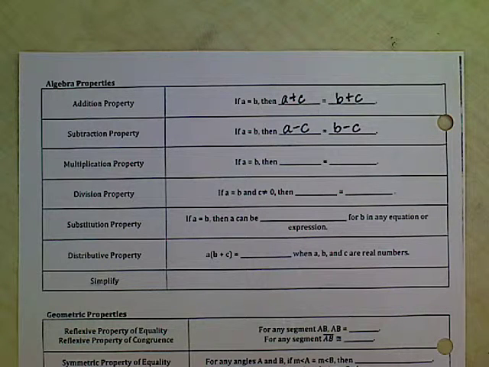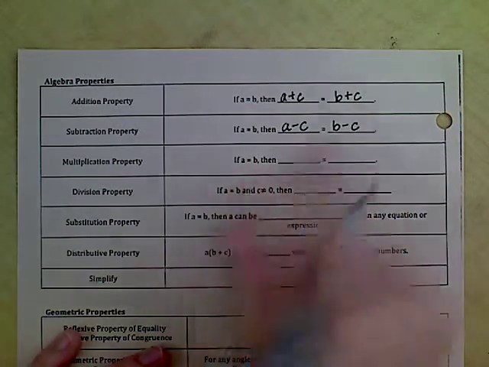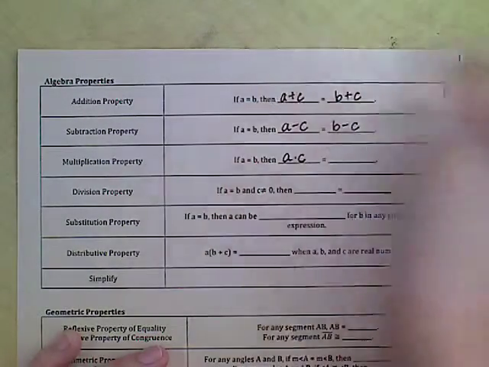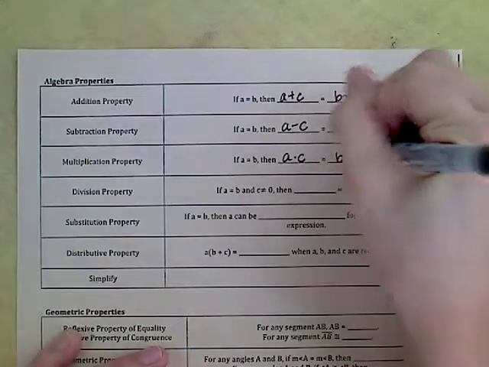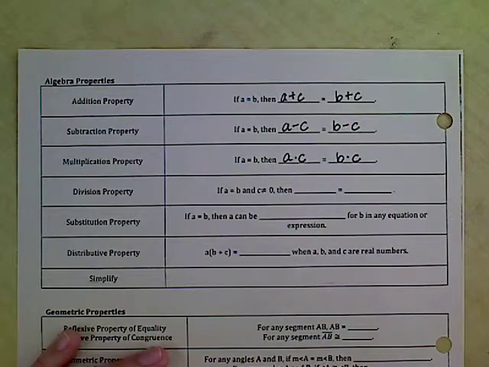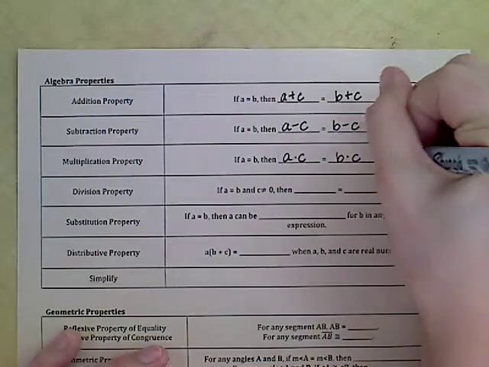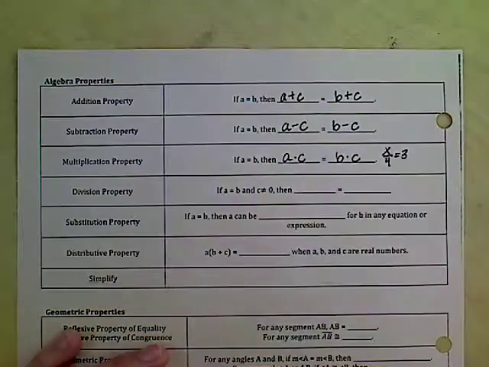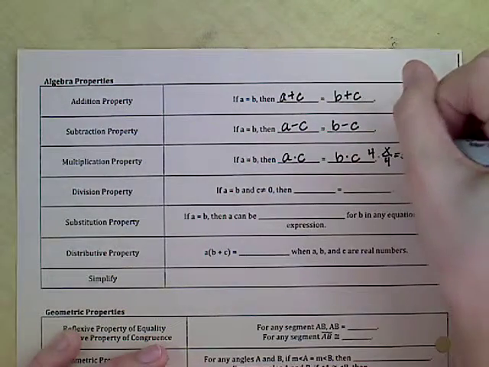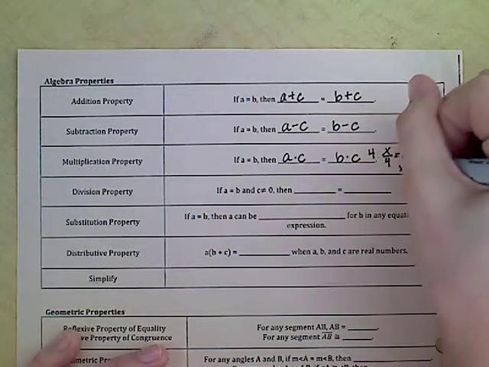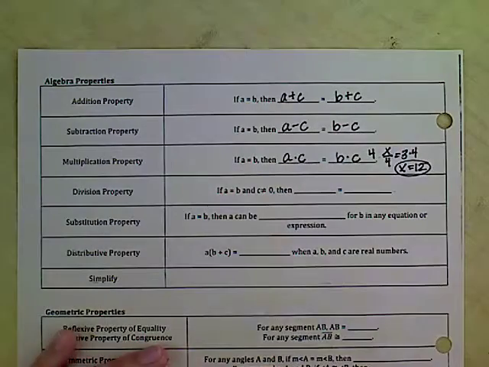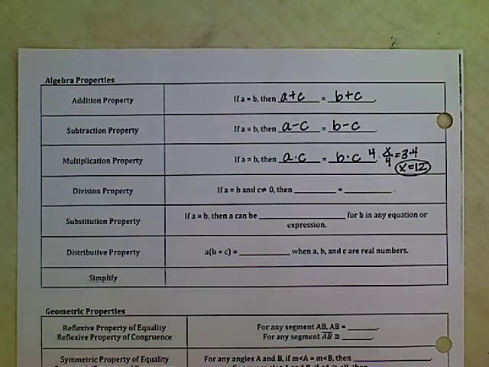The multiplication property says that I can multiply both sides by the same number and it will still be equal. So if I take A times C, that should still be equal to B times C. For example, if I have an equation like x over 4 equals 3 and multiply both sides by 4, I'm able to do that by this multiplication property because I did it to both sides.